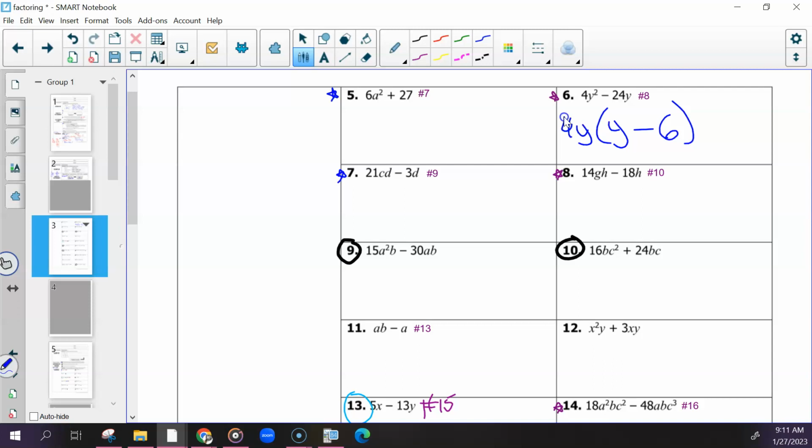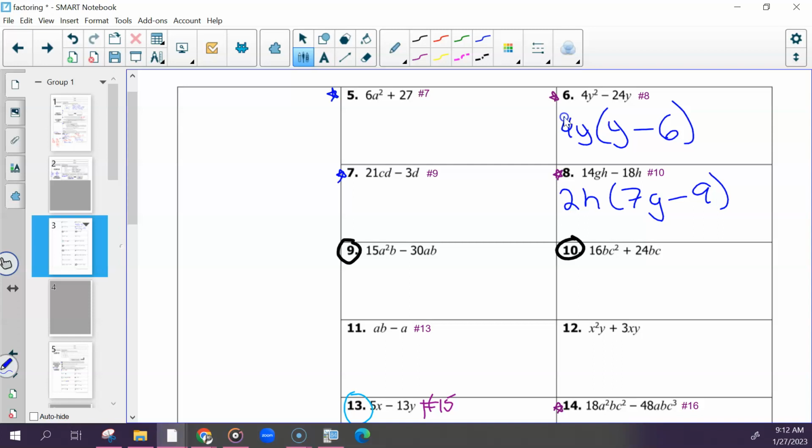Two. Sometimes the highest number isn't very high at all. Can you take out variables? Do both of them have a G? H. Okay, so if you take out 2H, what is left? What's 14? There we go. 7G minus 9. Beautiful.